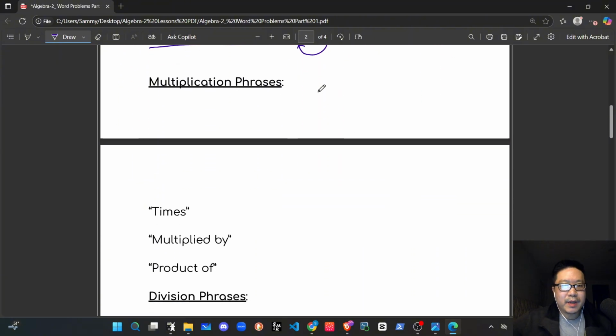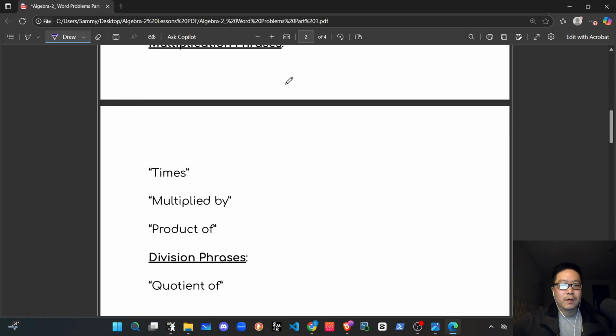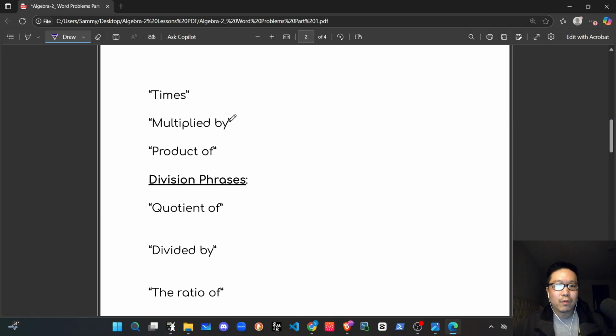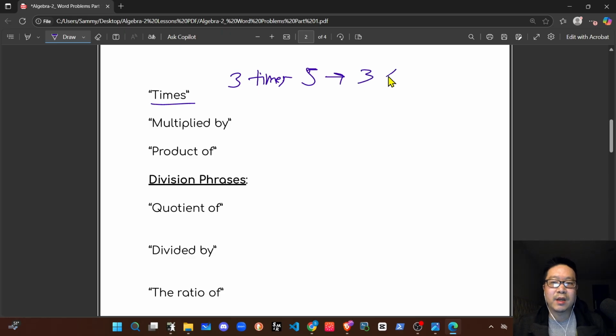The next thing you need to know is the multiplication phrases. So if you run into the word times, okay, so if I said something like 3 times 5, this is a direct translation of multiplication if you hear the word times. So this is similar to saying plus. It's similar to saying minus. So 3 times 5 is the same thing as 3 times 5, okay? Next thing you need to know is multiplied by.